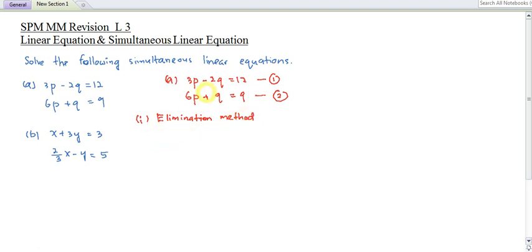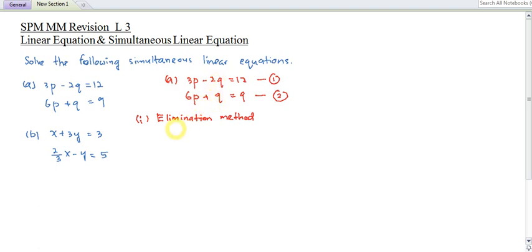Okay, so our job is to try to get rid of one of the unknowns. I just want a linear equation in one unknown. Now how do we determine this? I need to eliminate p or eliminate q, so you have to look at their coefficients. 3 and 6 are different, 2 and 1 are also different. We need to have the same number here.